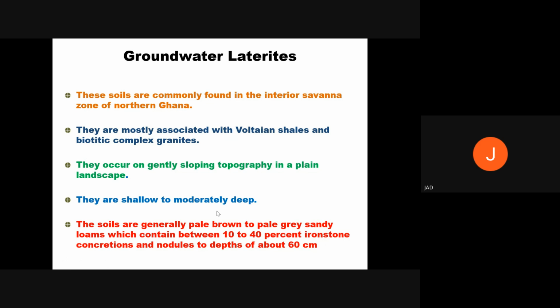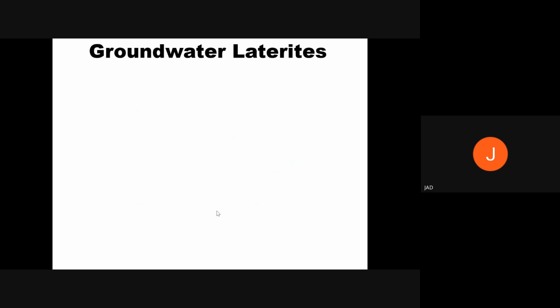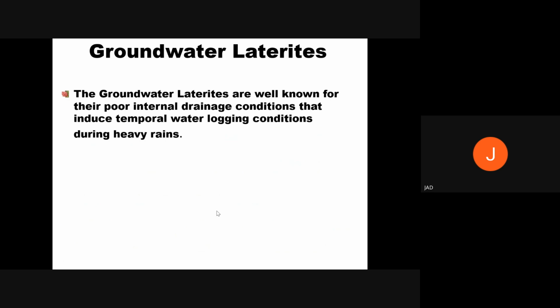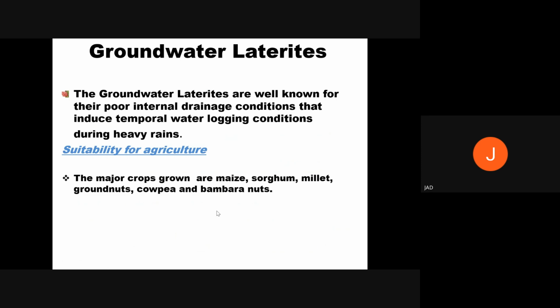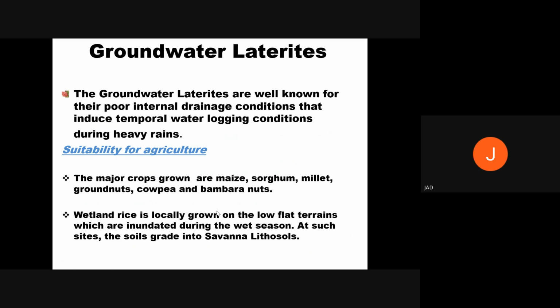And it is very good for most often rice production. Groundwater laterites are well known for their poor internal drainage condition, as I said, that induces temporary waterlogging condition during heavy rains. Suitability for agriculture, we have maize, sorghum, millets, groundnut, and cowpea, of course, bambara nut.